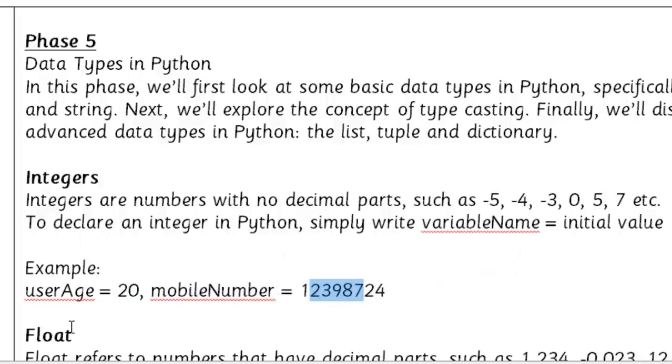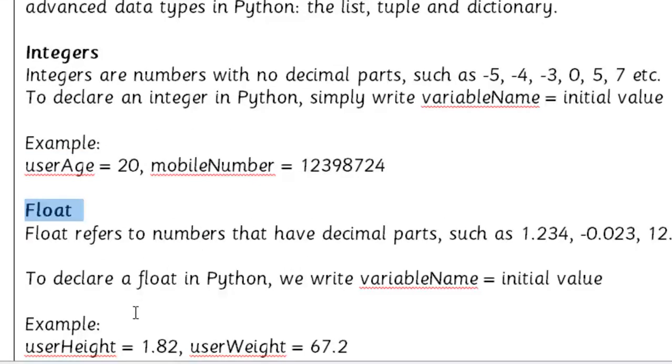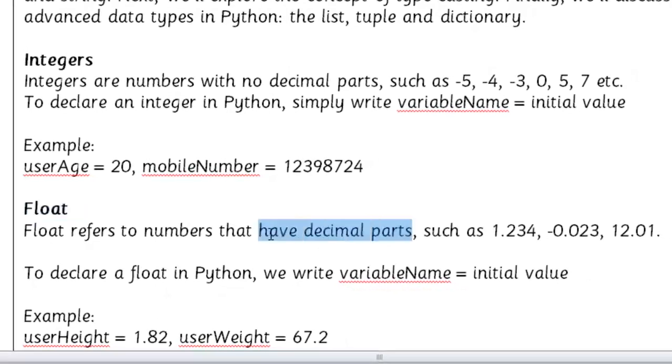So whenever you declare a variable with a variable name, space, equals, space, and then you give a number, an initial value to that variable, automatically Python is going to know that this variable is an integer. Why? Because you assigned a regular number to that variable. Next is float. Float refers to numbers that have decimal parts.